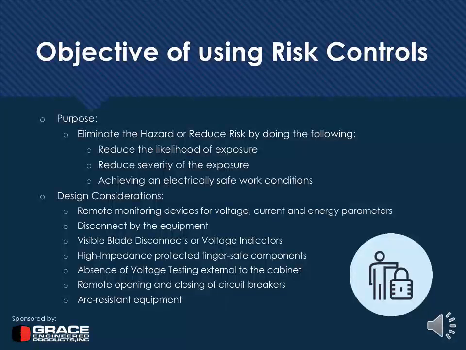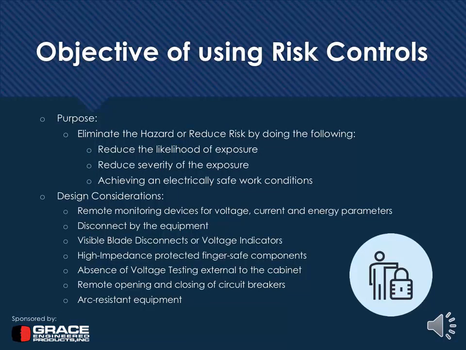Let's take a look at some of the objectives of using risk controls. Primarily, you're trying to reduce the likelihood of the exposure or reduce the severity of the exposure, achieving an electrically safe work condition. So what are some of those considerations? Here is a list of considerations as you design the equipment during the planning phase of your project. You can think of remote monitoring devices for voltage, current, and energy parameters. With remote monitoring features built into your cabinet, you can keep distance from the person who would otherwise get close to the equipment to take these measurements, right?